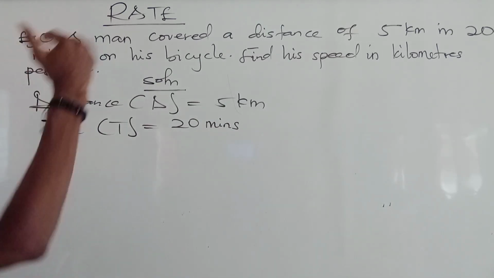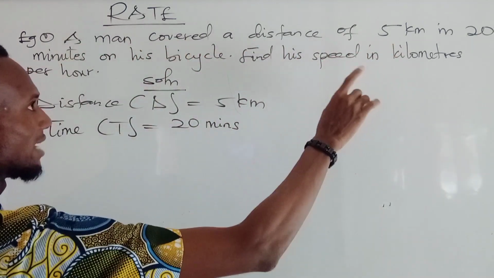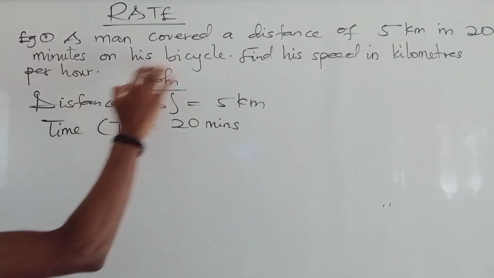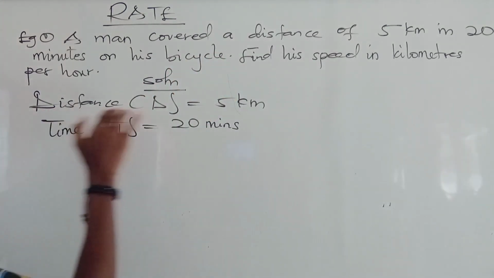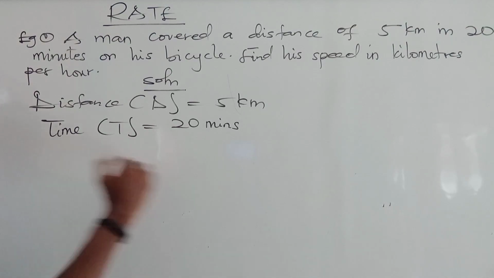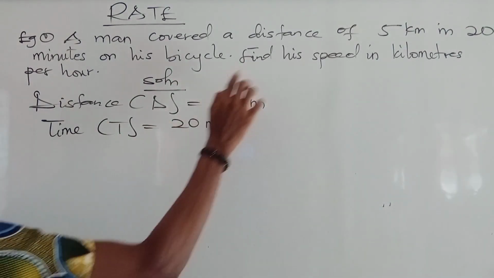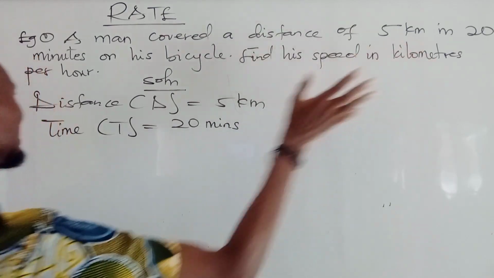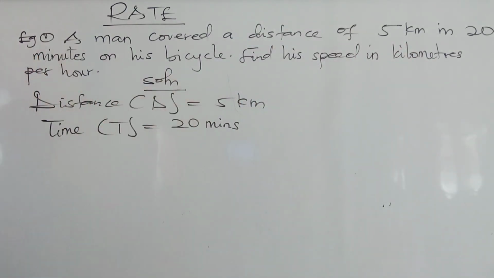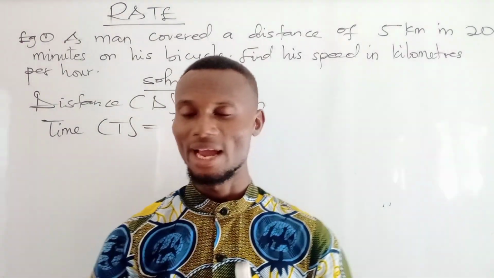Let me read one more time. It says that a man covered a distance of 5 kilometers in 20 minutes on his bicycle. So we've written our distance down, which is 5 kilometers, and the time given is 20 minutes. It says find his speed in kilometers per hour. We have to find the speed in kilometers per hour.